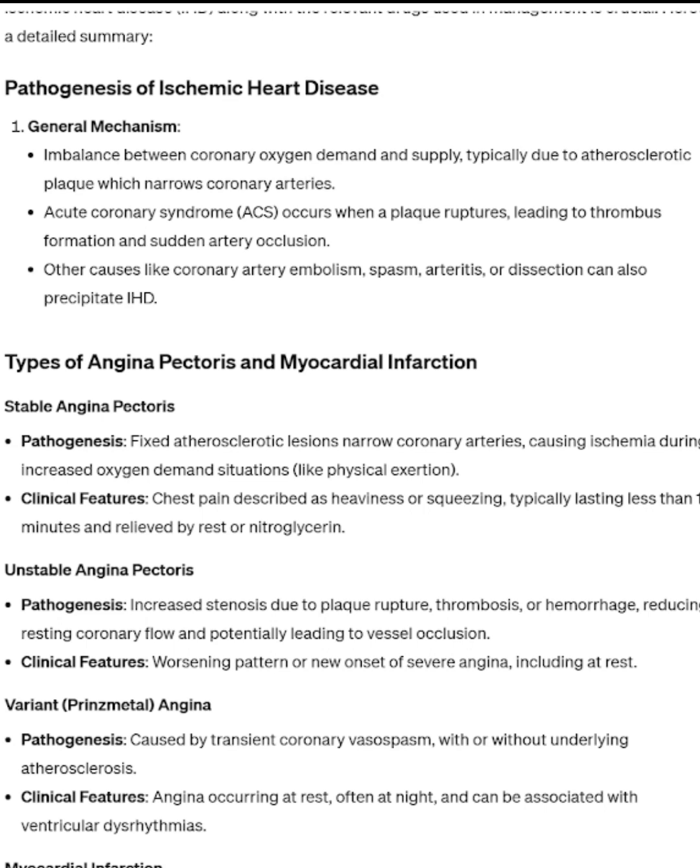Myocardial infarction. Pathogenesis. Prolonged coronary blockage after thrombotic occlusion causes myocardial necrosis. Clinical features. Severe, crushing chest pain, not relieved by nitroglycerin, possibly radiating to the neck, jaw, or arms, accompanied by symptoms like dyspnea, diaphoresis, nausea, and a sense of doom.